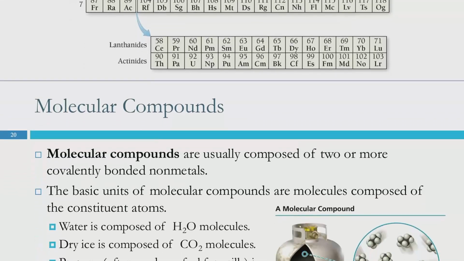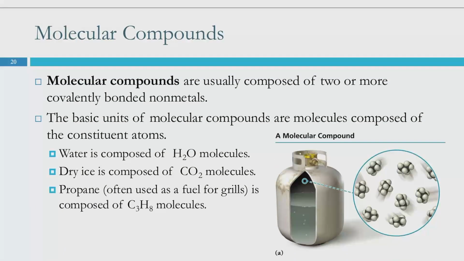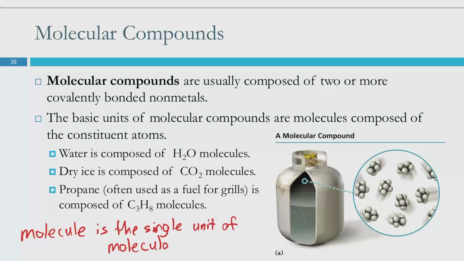Okay, molecular compounds. Molecular compounds are composed of typically two or more covalently bonded nonmetals. Covalent meaning they're sharing the electrons. And our basic unit for a molecular compound is molecules. Molecule is the single unit of a molecular compound. So when we're talking about one piece of a molecular compound, we're talking about a molecule.